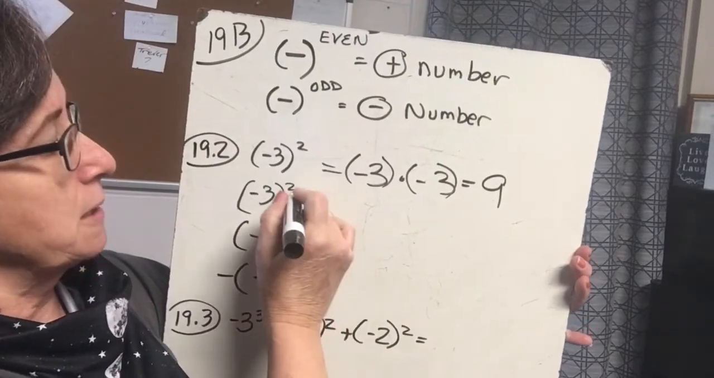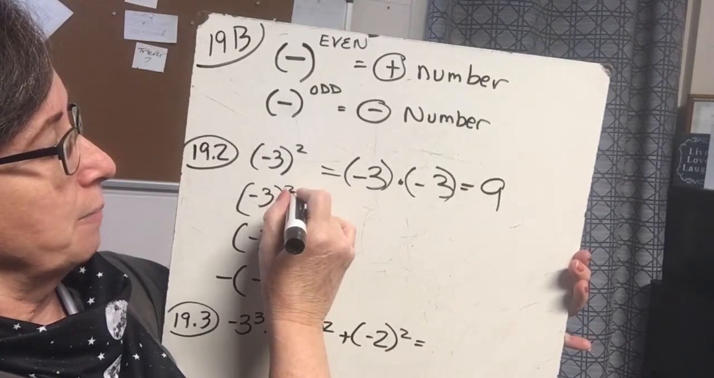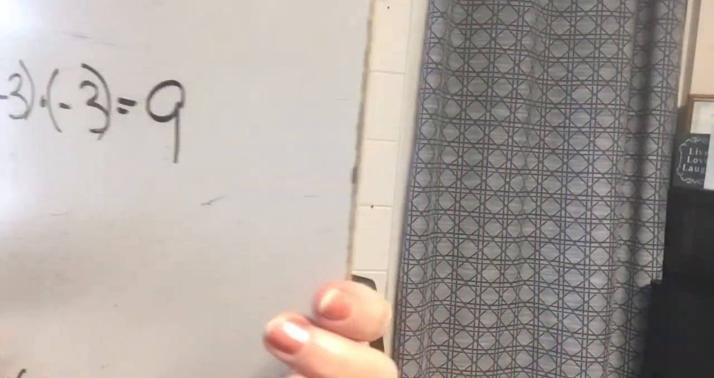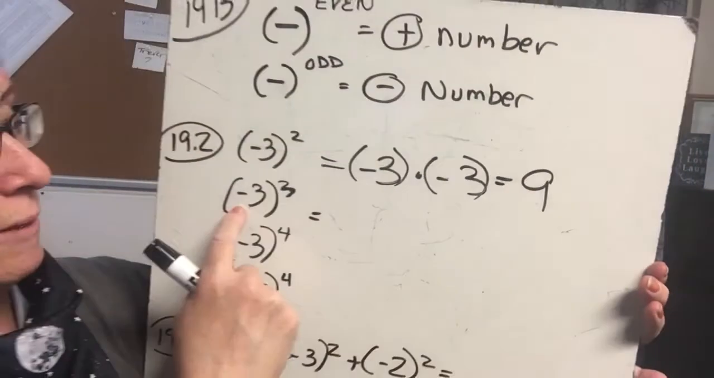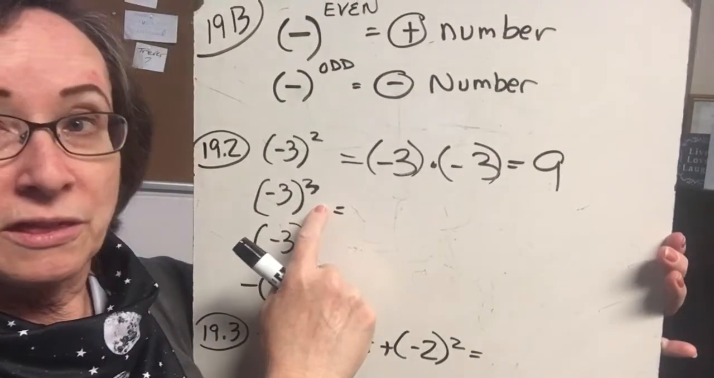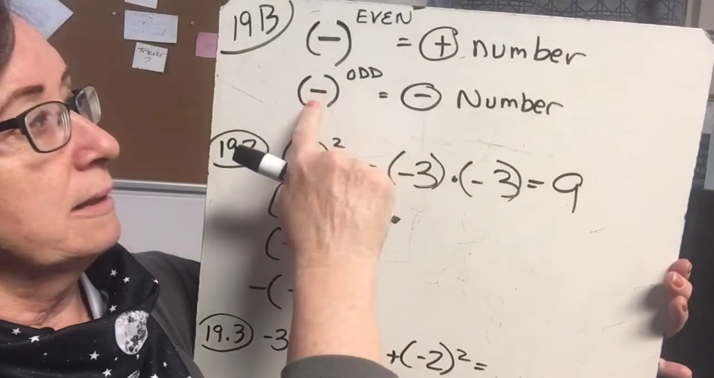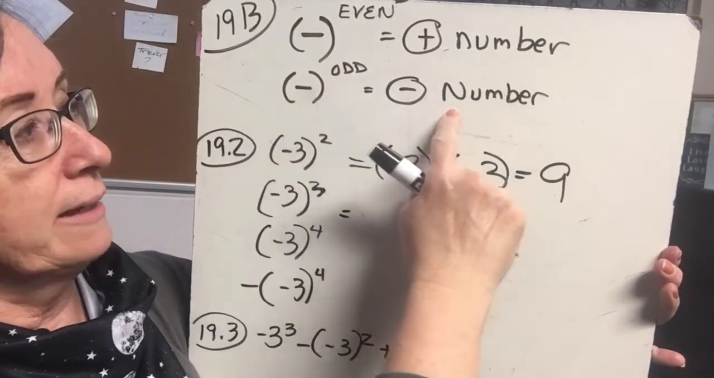Okay, so I've got negative 3. Oh, I think this was supposed to be a cube here. I think I misread it. Let me look. Yes, it was a cube. So negative 3 raised to the 3rd power. Well, 3 is an odd number, so that's going to be negative to an odd is a negative number.